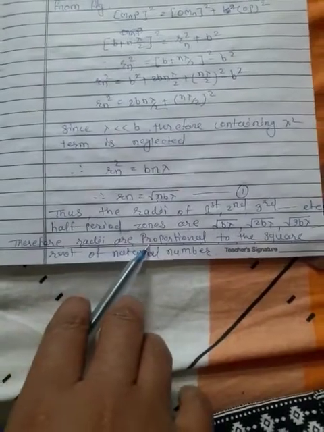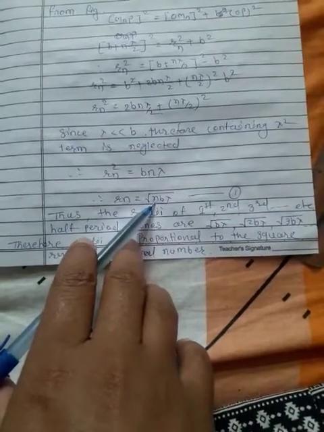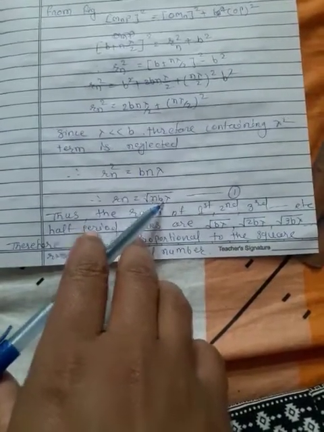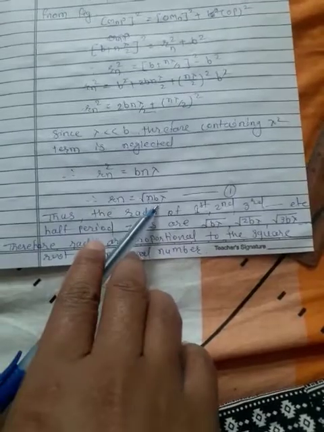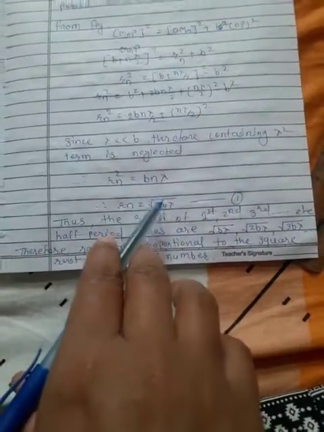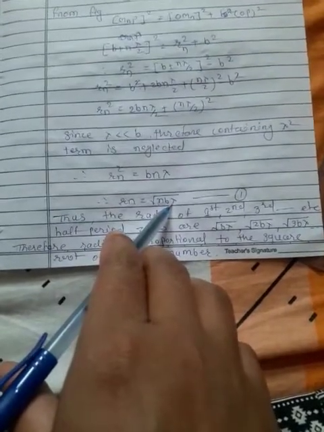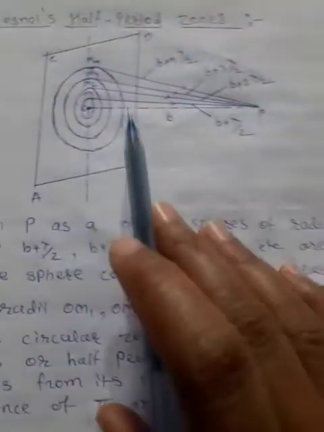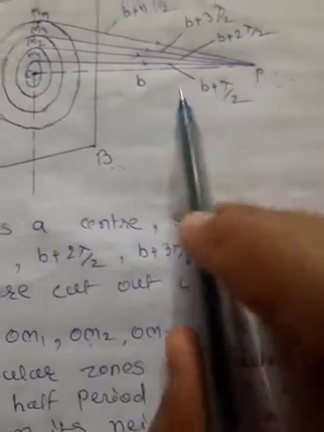Therefore the radius of the half period zone is proportional to the square root of the natural numbers n, where b is the distance of the point P from O, and it is also proportional to the square root of lambda. Again lambda is the wavelength of the monochromatic source, and b is the distance of the screen from the center of this zone. This is a constant value throughout the experiment, so the distance b and lambda remain constant.